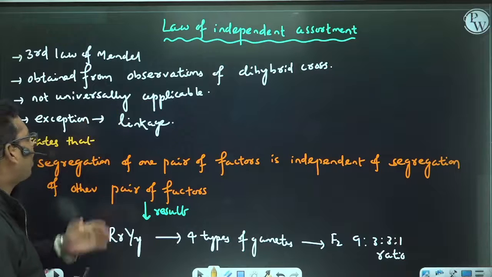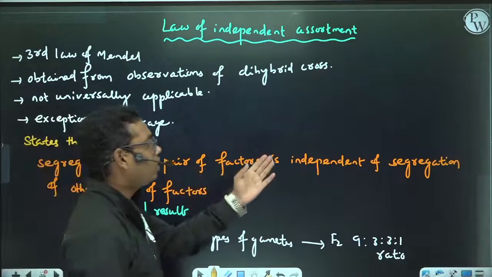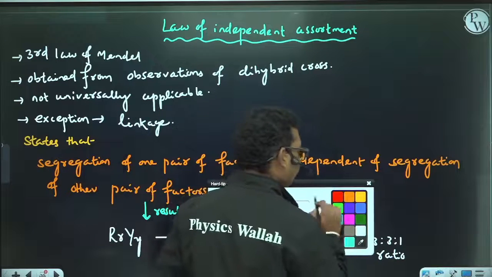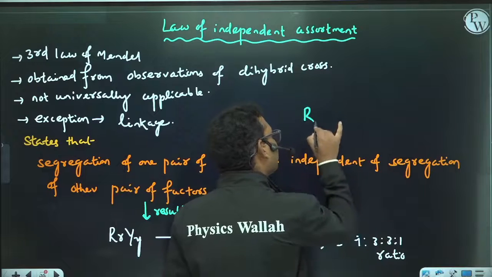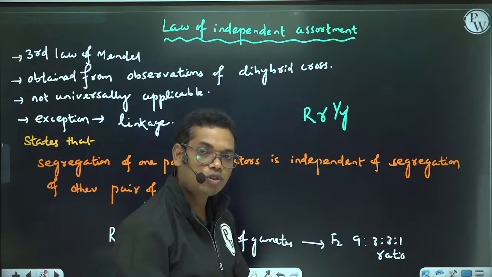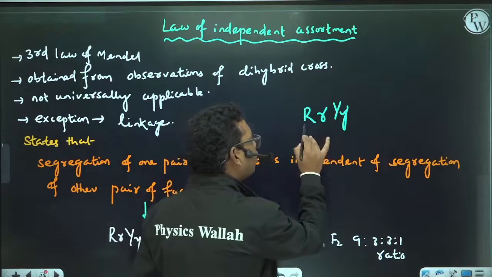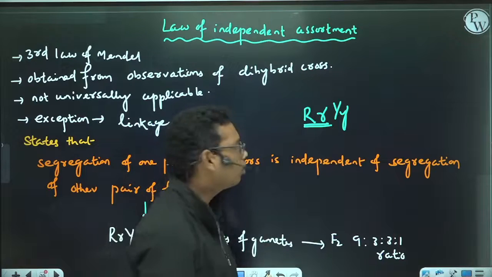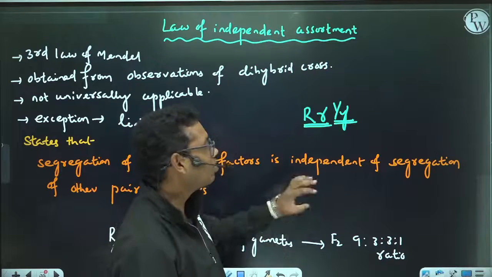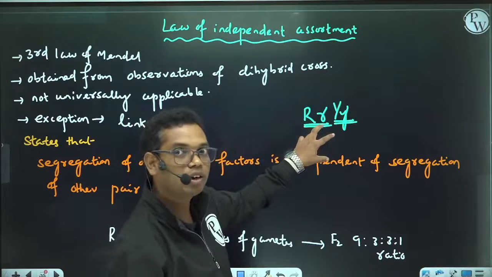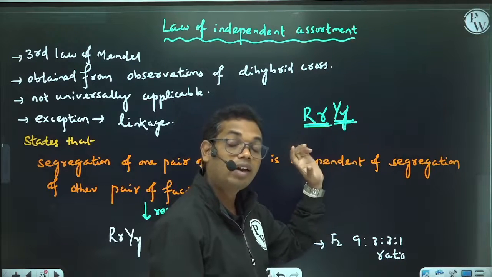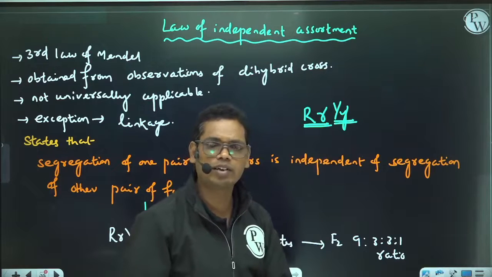Okay, and this law says that the separation of one pair of factors is independent of the separation of other pair of factors. For example, let me take two pairs of factors. This is one pair of factors. This is another pair of factors. So when meiosis or gametogenesis takes place, capital R and small r will get separated from each other, and capital Y and small y will also get separated from each other. In this case, the separation of capital R and small r is independent of the separation of capital Y and small y. And this is called the law of independent assortment.